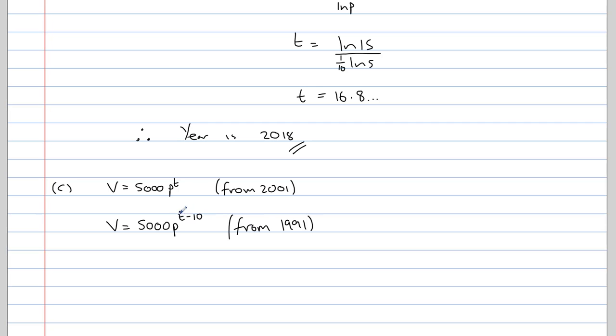So imagine we put 10 into here for this one. That would give us p to the power 0, which would give us the same value as if we put 0 in here from 2001. So this is one of our equations from 1991. The other one is 2,500 q to the power t, and that is also from 1991.